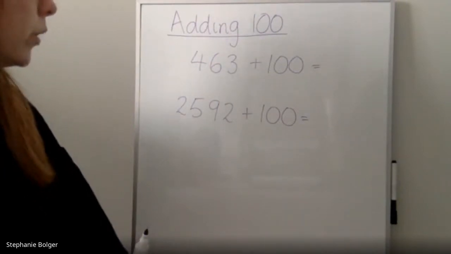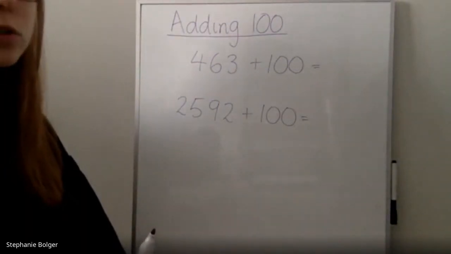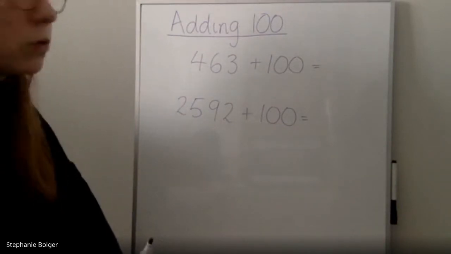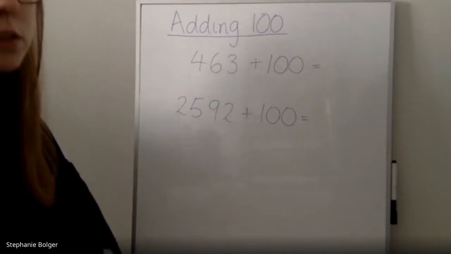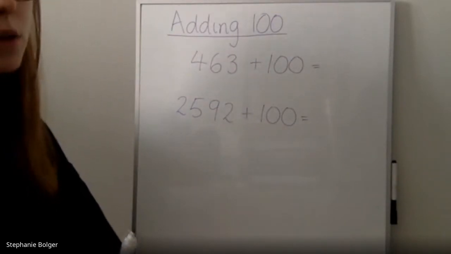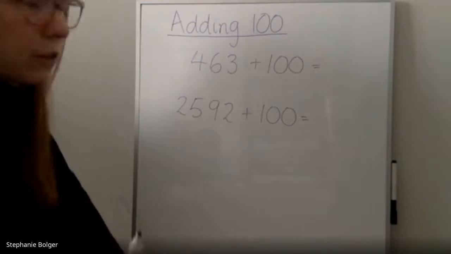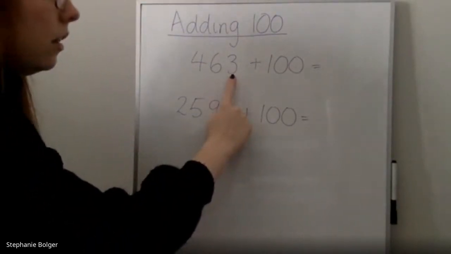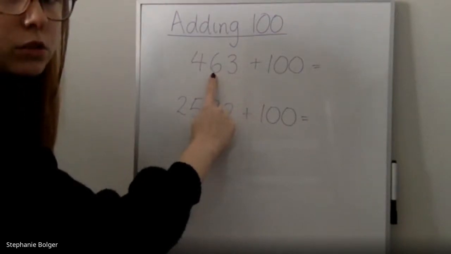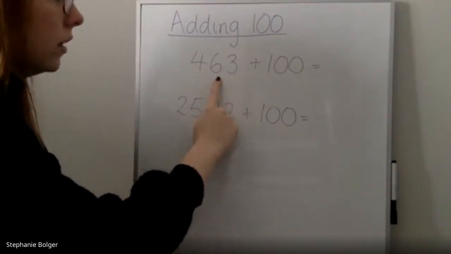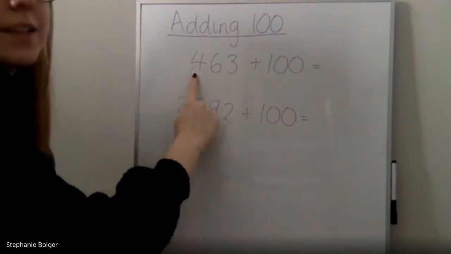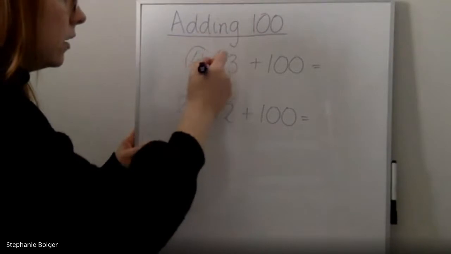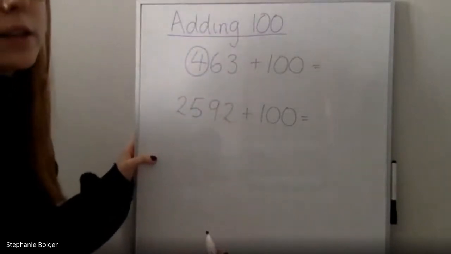So what we're going to do first is we're going to find where the hundreds is in the number. Last week we were looking at where the tens was because we were adding 10. This time we're adding 100, so we need to find where the hundreds are. We know that the ones is always at the end, the tens is next to the ones, which is where we were working last week, and the hundreds is next to the tens. So we're going to start by circling that number so we don't forget where we're adding to.